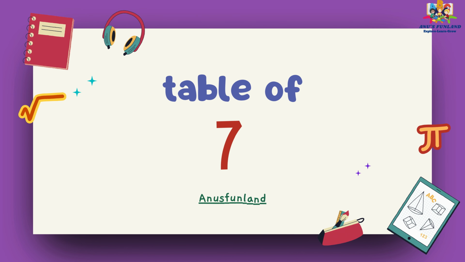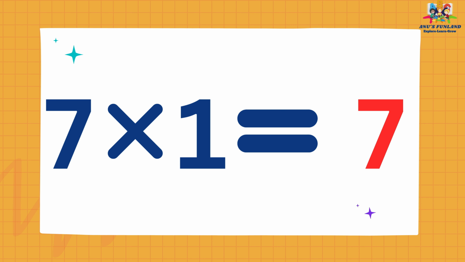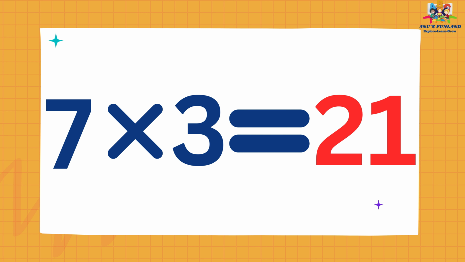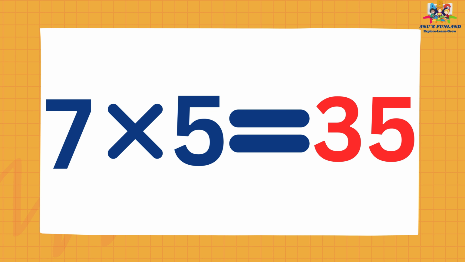Now we will learn table of 7. 7 ones are 7. 7 twos are 14. 7 threes are 21. 7 fours are 28. 7 fives are 35.